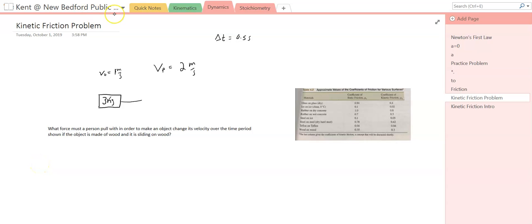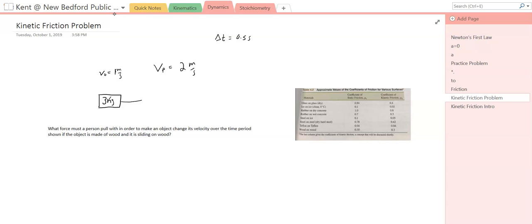Let's assume we have a block of wood of mass 3 kilograms, and we want to change its velocity. It starts with an initial velocity of 1 meter per second, and we want to increase its velocity to 2 meters per second. And we want to do that over a time period of half a second. What force must be applied to this block in order to do that?